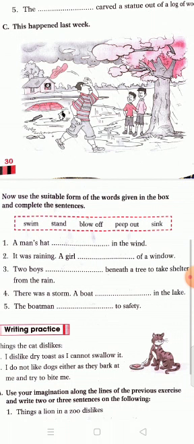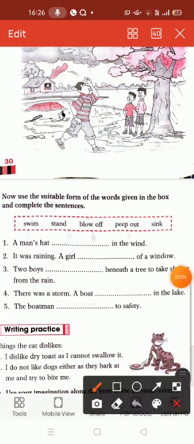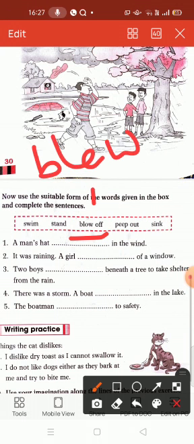Okay. A man's hat dash in the wind. Oof, it went away. Man's hat, blow off. Blow off becomes blew off. Blew off in the wind.